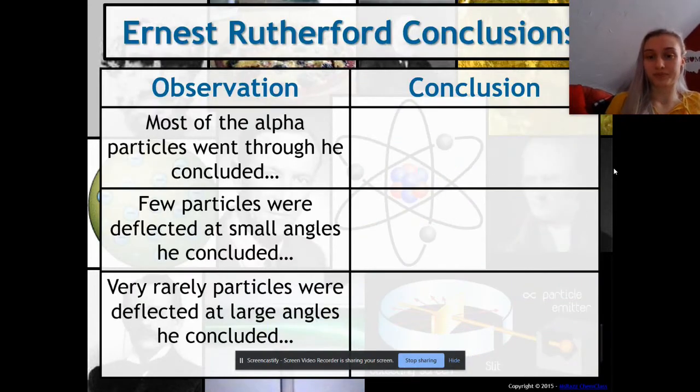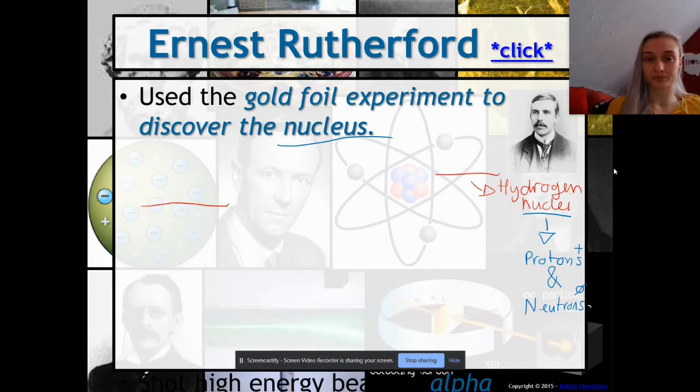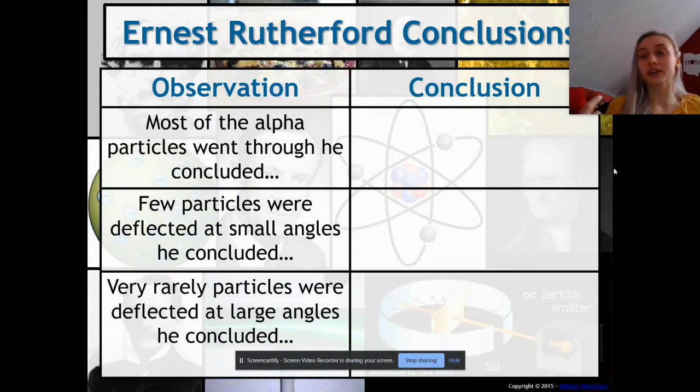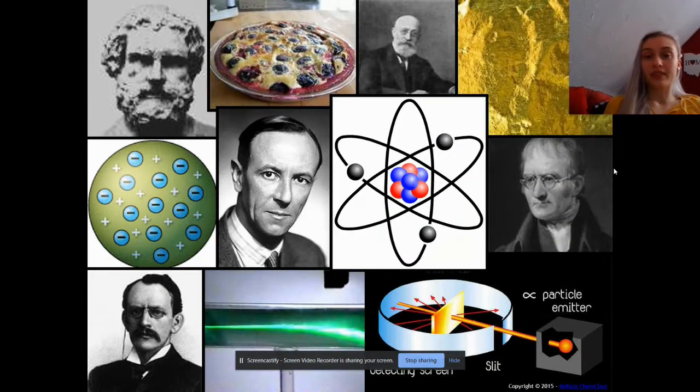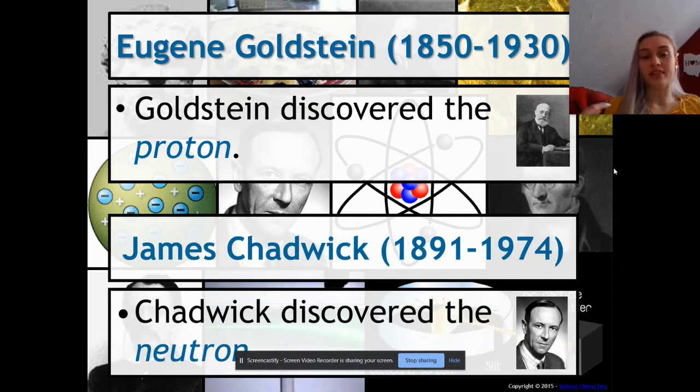So first we have the discovery of the electron by J.J. Thomson. So these are discoveries of the subatomic particles. So first we have the electron by J.J. Thomson. And we have the nucleus itself as a whole by Ernest Rutherford. And from Eugene Goldstein, we have the discovery of the proton within the nucleus. And then Chadwick discovered the neutron within the nucleus. Okay?